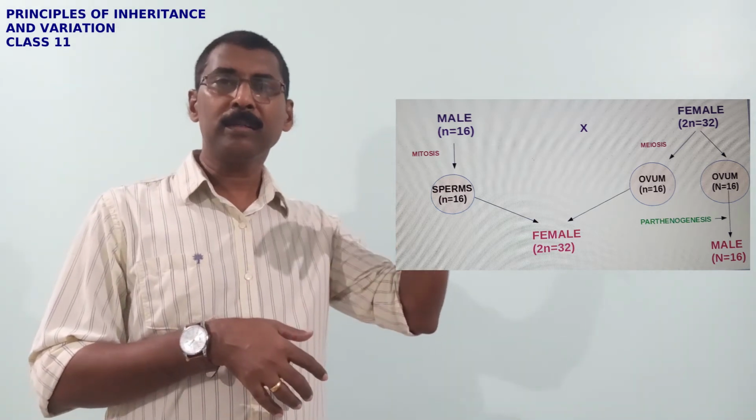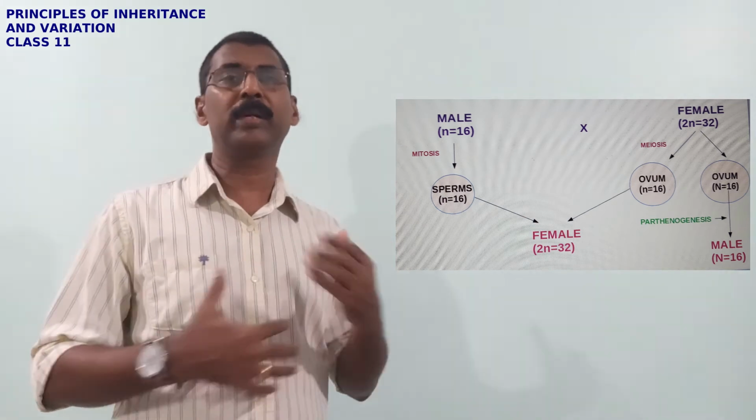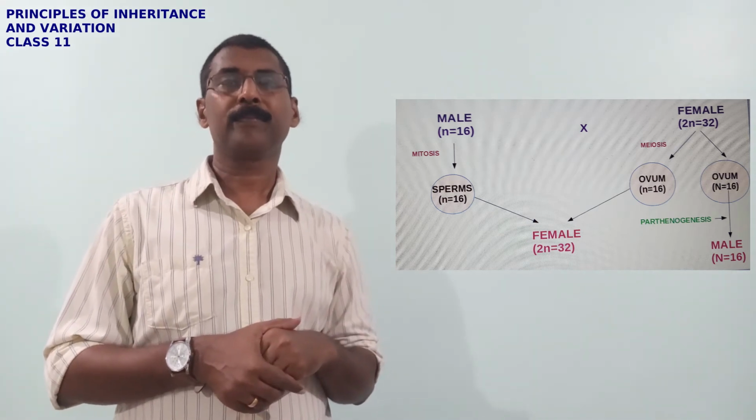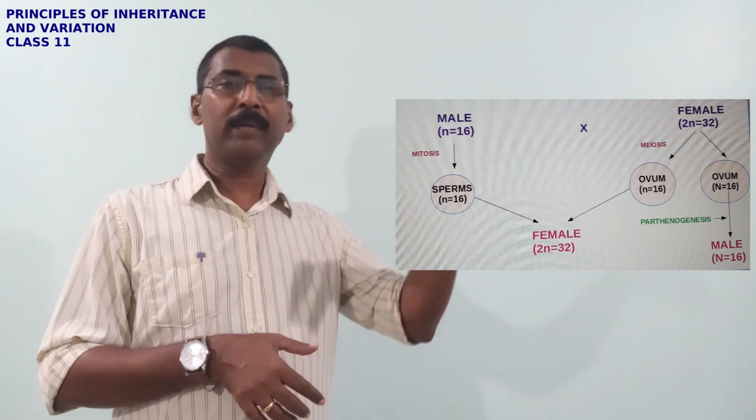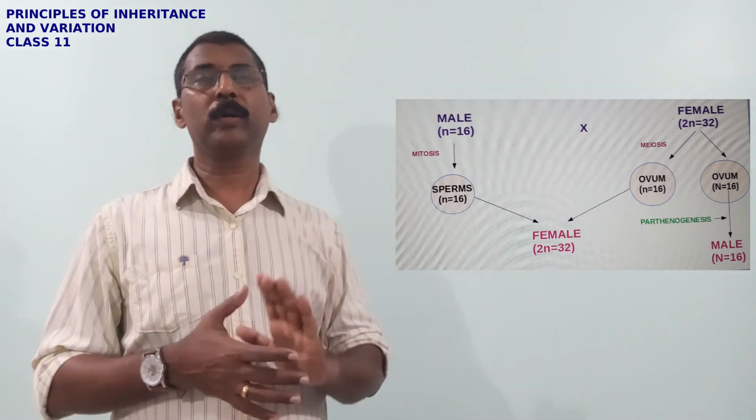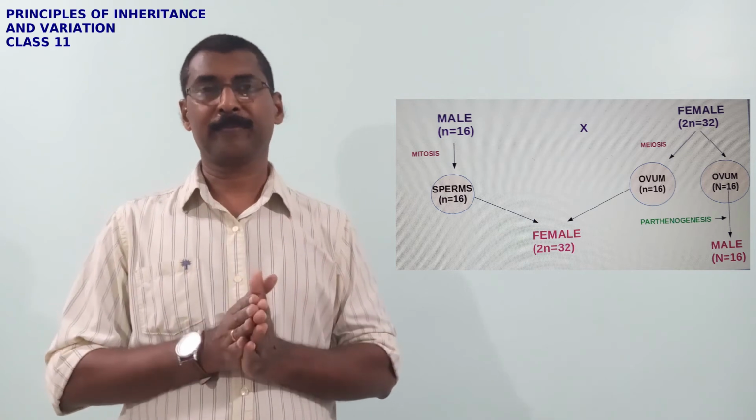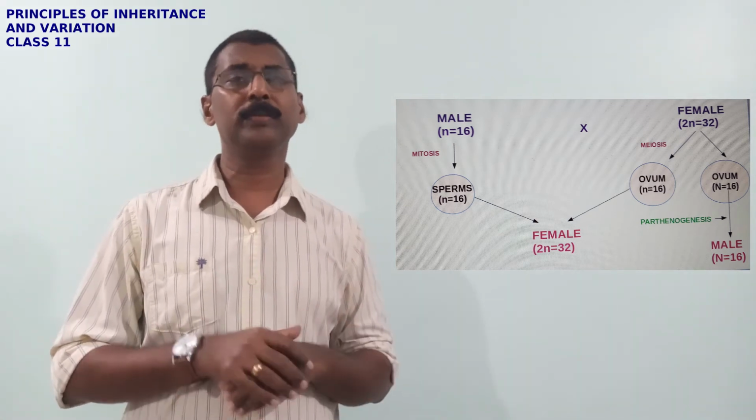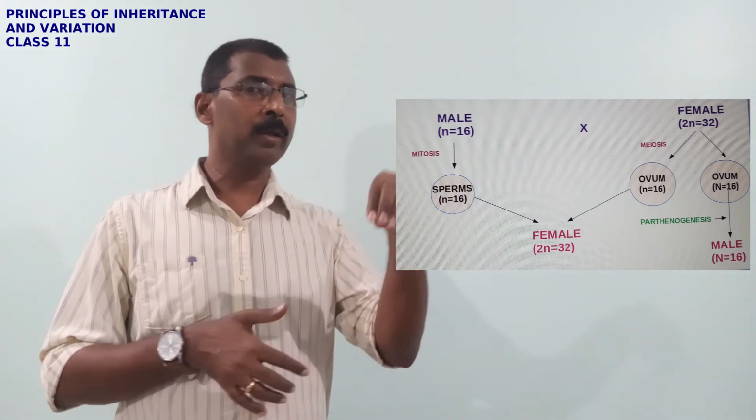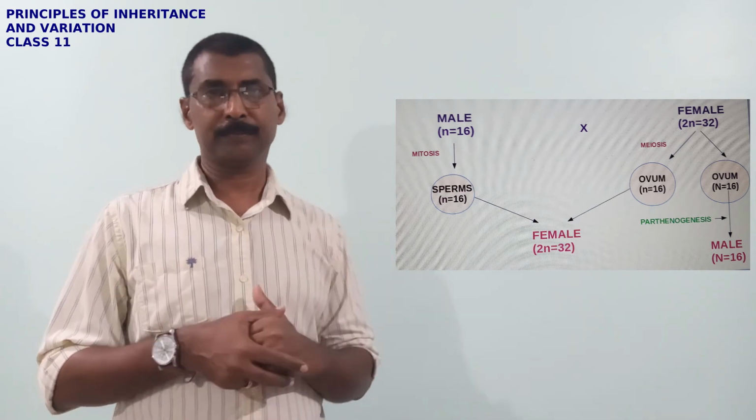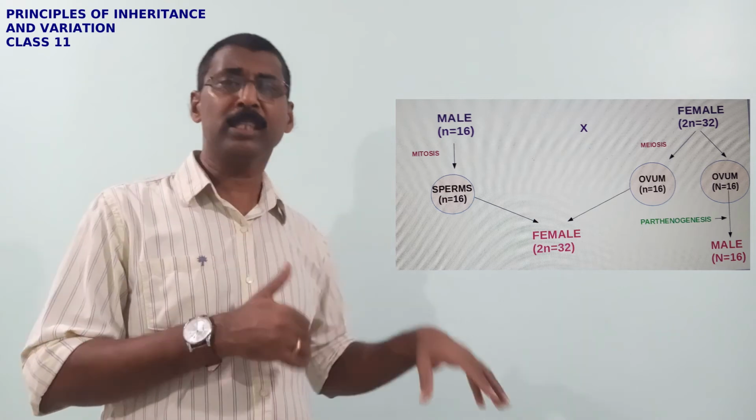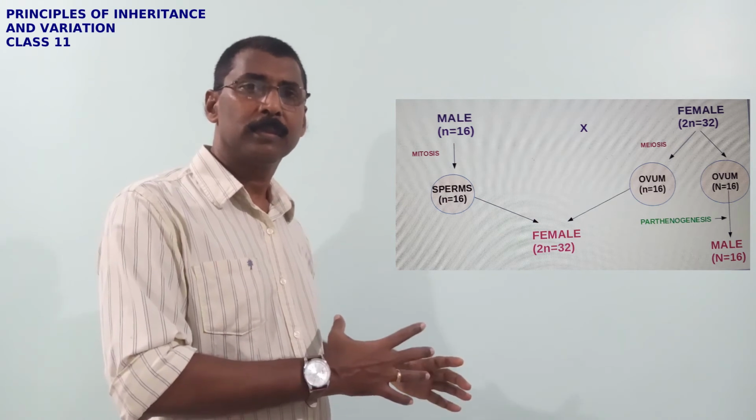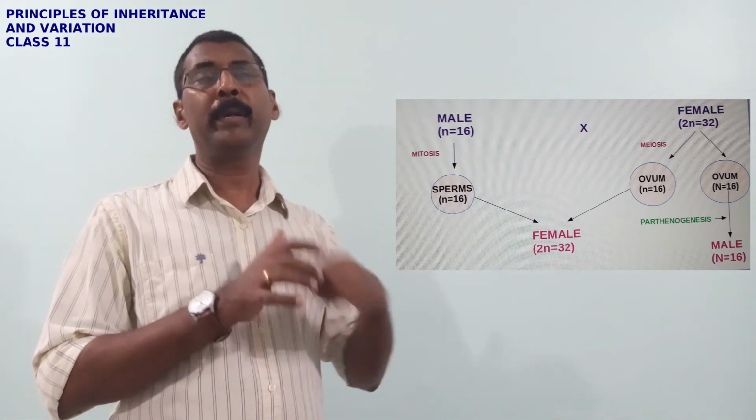But not all the ova are fertilized by sperms like this. Certain ova develop directly into an organism by parthenogenesis. I know you have already studied what is parthenogenesis. Parthenogenesis is the process of developing an individual from an ovum without fertilization. So in honeybee, these individuals will retain the haploid condition and they become male individuals.